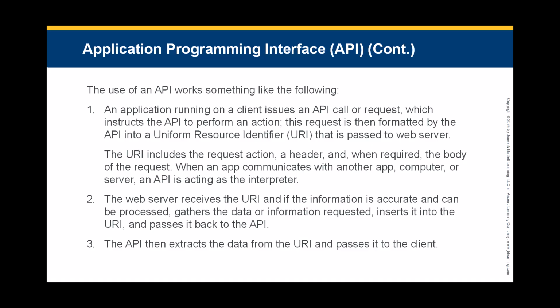This step is especially important from a security standpoint. If authentication, authorization, or input validation is weak at this stage, attackers may be able to retrieve data they should not have access to. Finally, in step 3, the API extracts the data from the server's response and passes it back to the client application. The client then displays the information or uses it to complete an action, such as showing search results, confirming a transaction, or updating a user profile.